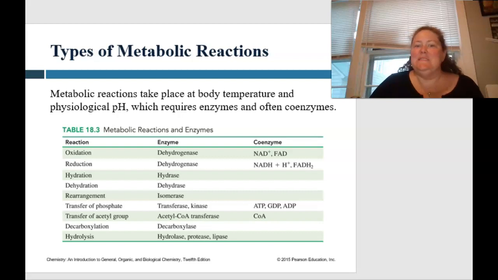Now we get to talk about the different types of metabolic reactions. The metabolic reactions are going to take place in the body at body temperature and physiologic pH. And this requires enzymes and often coenzymes. So you have your reaction here, your enzyme, as well as your coenzymes here that are going to be your helper. So let's start off with glycolysis.